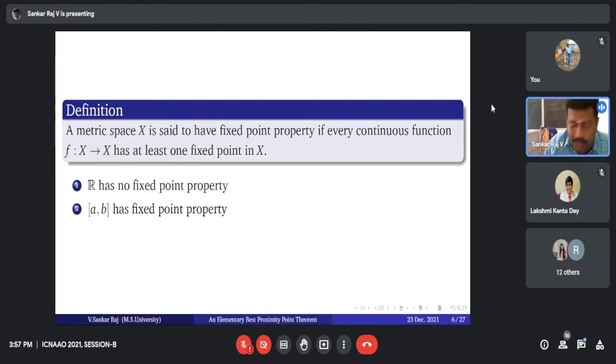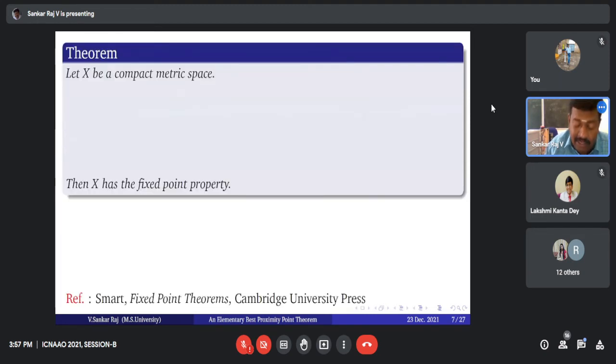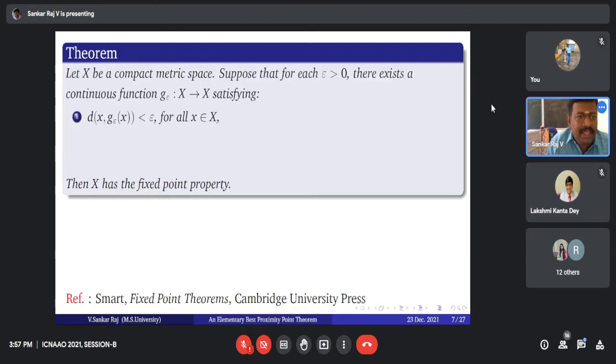So, now I'm going to state a theorem which ensures the existence of a fixed point for a continuous function in a metric space structure. This is something more interesting, and it is a very elementary theorem. Let X be a compact metric space, and suppose that for any epsilon positive, there is a continuous function g epsilon from X to X, which satisfies the following two conditions.